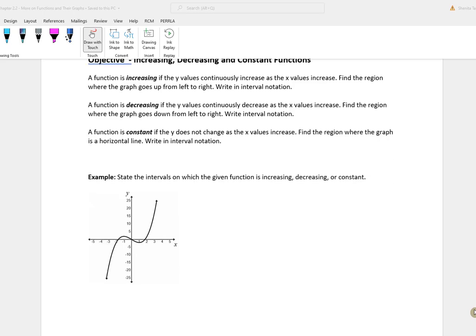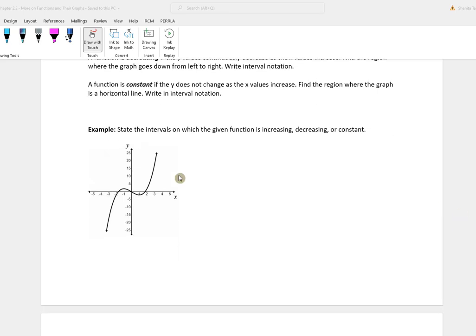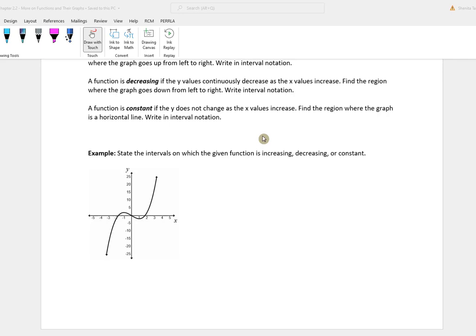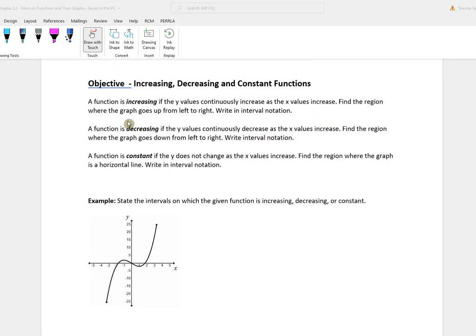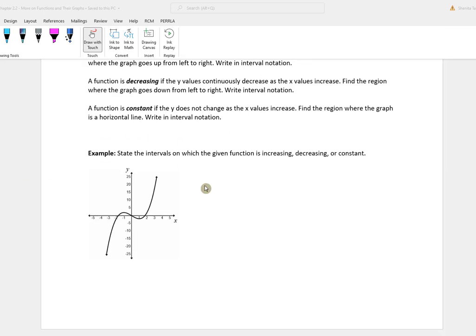So let's look at this graph. We're going to state the intervals on which the given function is increasing, decreasing, or constant, and we're going to write our answers in interval notation. For increasing, we're going to find the region where the graph goes up from left to right. For decreasing, we're going to look at where the graph goes down from left to right. And for constant, it'll be a horizontal line. When we read these graphs, we're going to look at the x values.